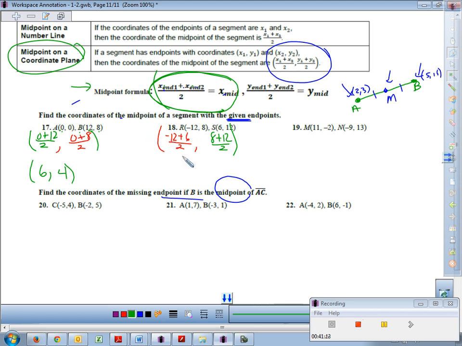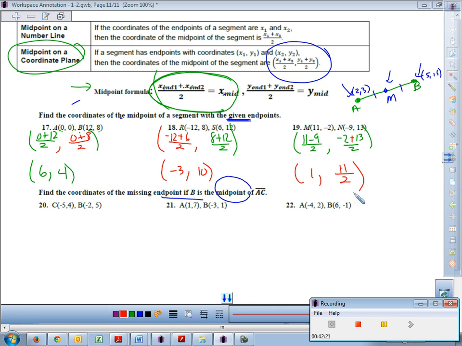What's negative 12 plus 6? Negative 6 divided by 2. And then the green one would be 20 over 2, right? 20 over 2, which is really how much? 10. Cool? Why don't you and your partner get number 19 done? So pause the video, get that done. Hopefully we got 11 halves when we did that.